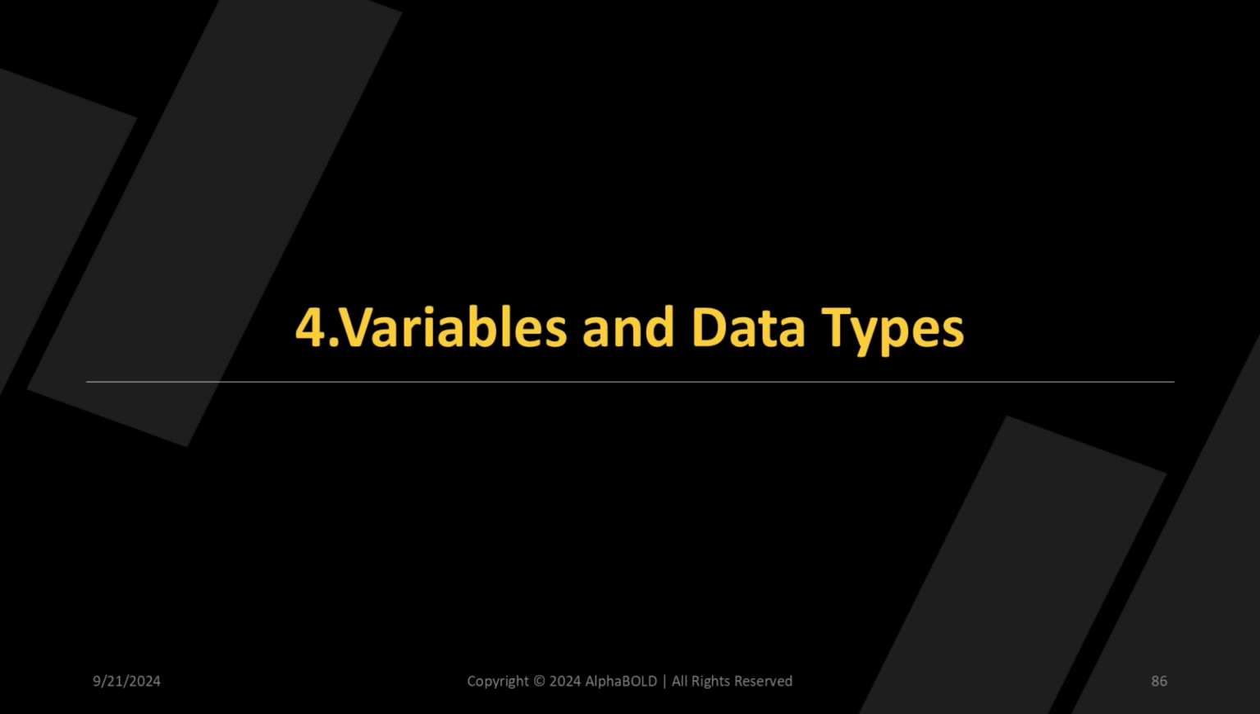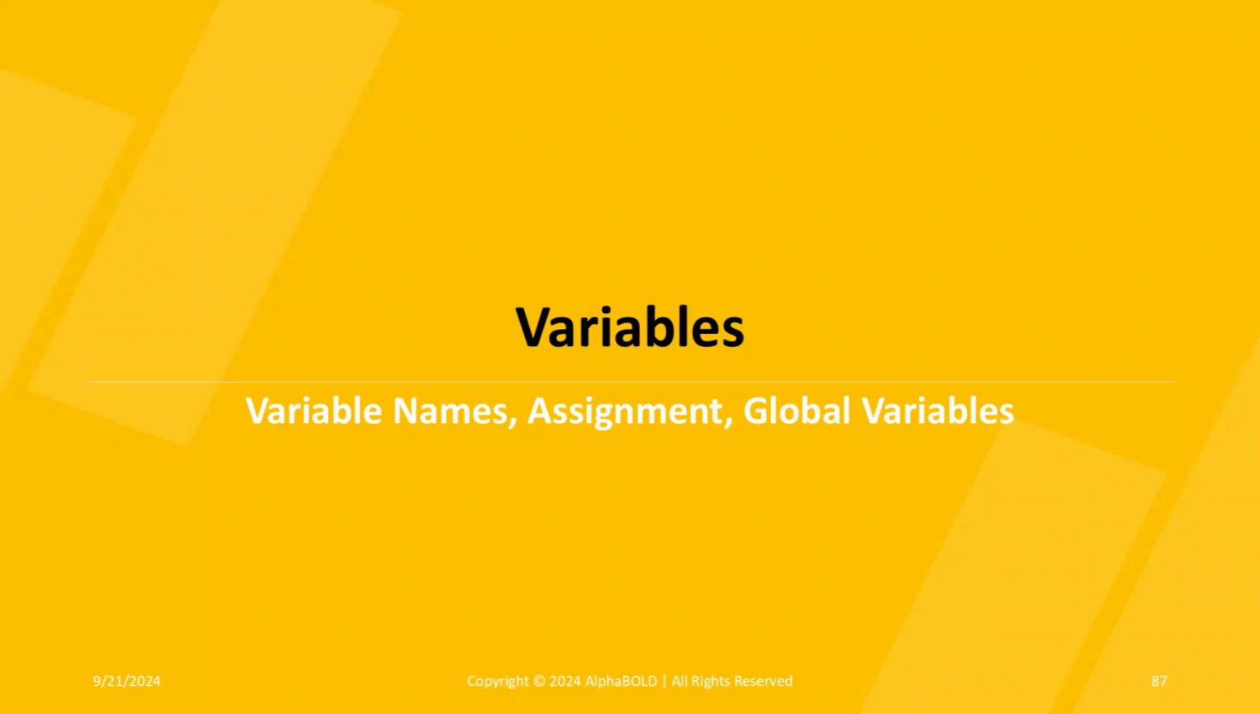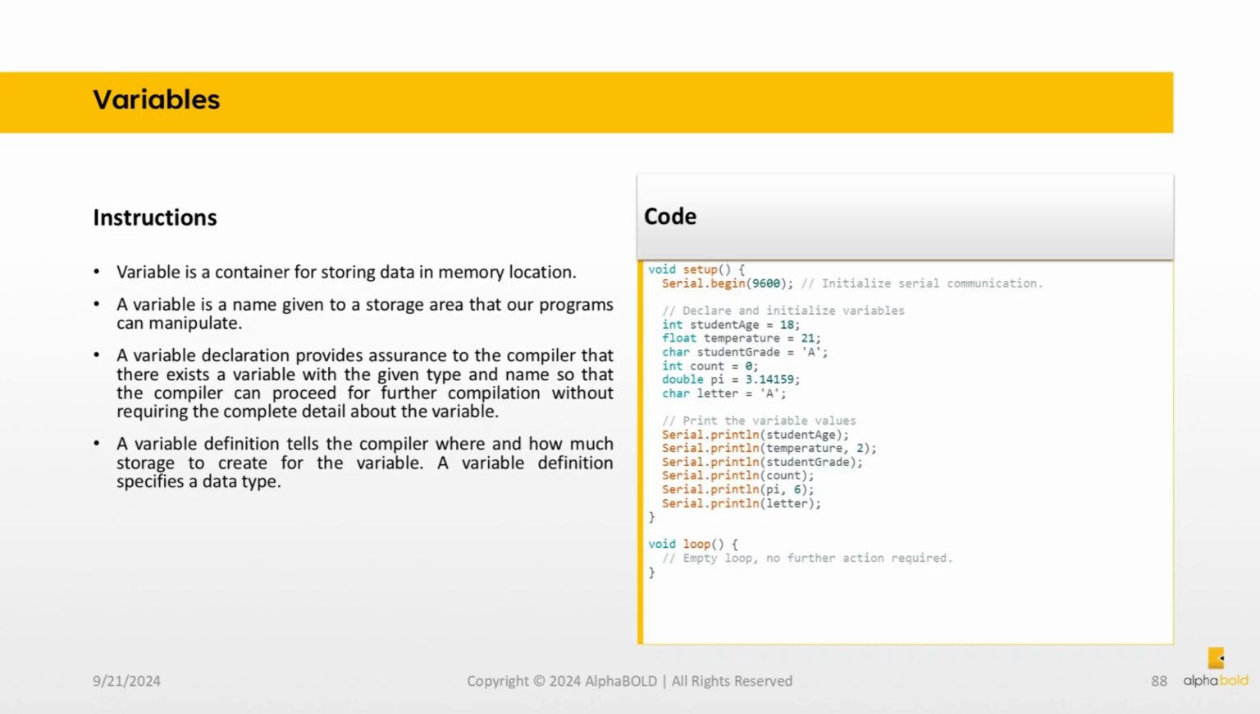Variables and data types. Variables. A variable is a container for storing data in a memory location. A variable is a name given to a storage area that our programs can manipulate.